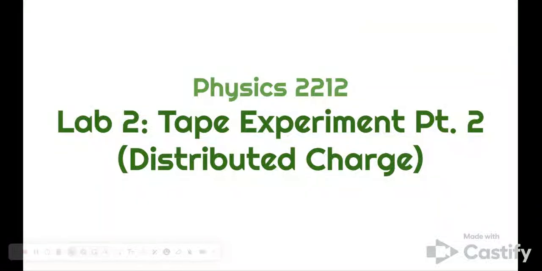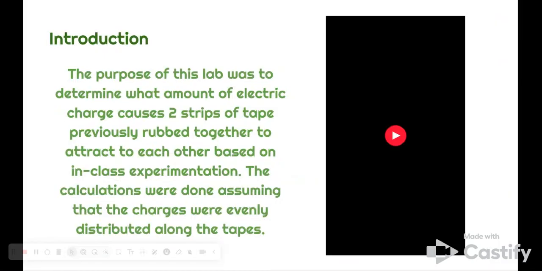Welcome to Lab 2, the second part of the tape experiment, where instead of looking at the charges as point charges, we considered them as distributed along the entire length of the tape. So the purpose of this lab, as I just said, was to determine the amount of electric charge that causes two strips of tape previously rubbed together to attract to each other, based on in-class experimentation from 2 weeks ago. The calculations this time around were done assuming that the charges are evenly distributed.